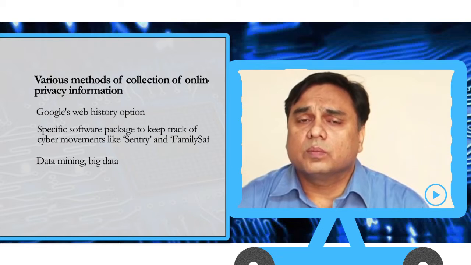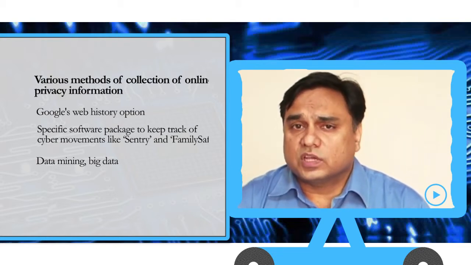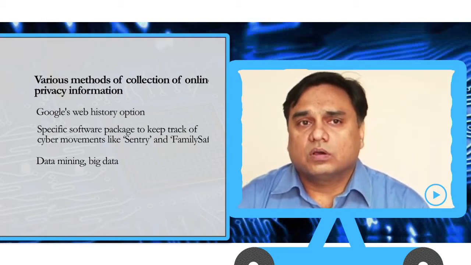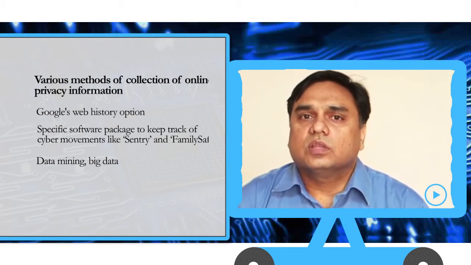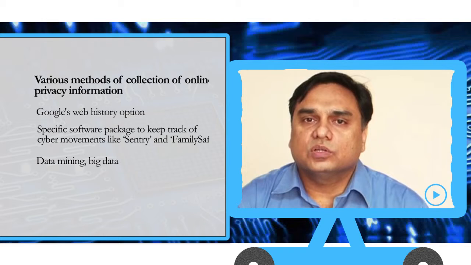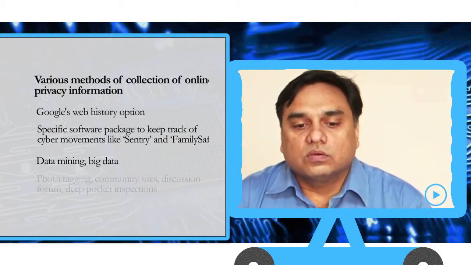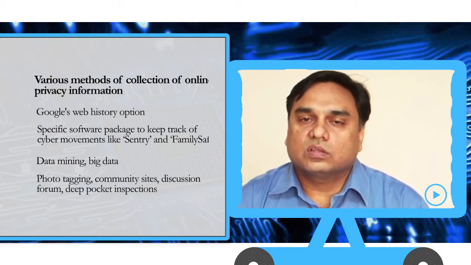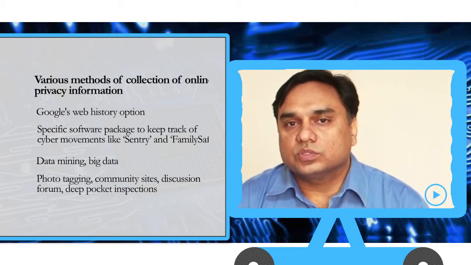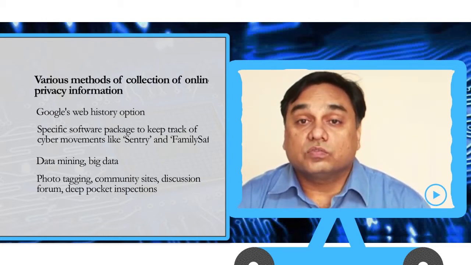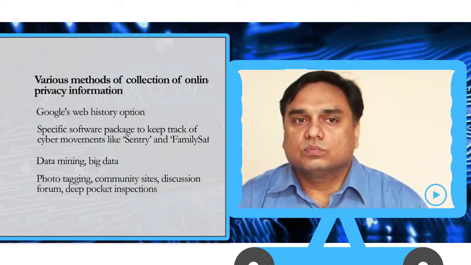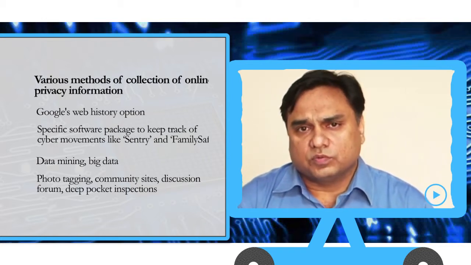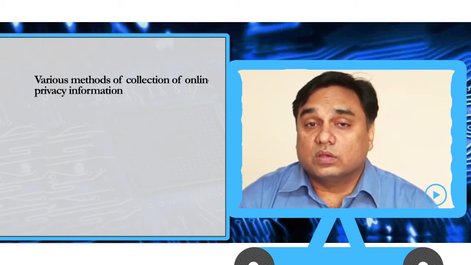Then data mining and big data. Big data is now a big concept. Sophisticated technology makes it possible, by putting together or linking together different kinds of information through software, to come out with the private information of an individual or a group. Then photo tagging, community sites, discussion forums, deep packet inspection. We are using different kinds of social media every other day. We are connected to one another on social media, and 24 hours by mobile phones. So, there is much private information which we pass over to others without knowing the implication of it.